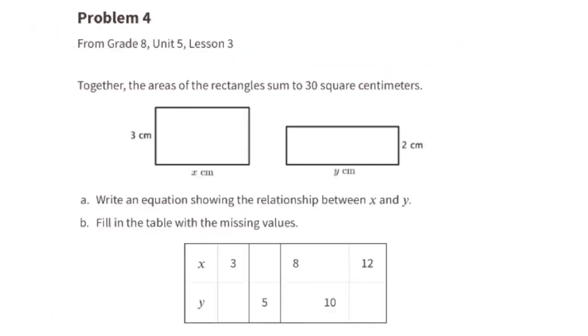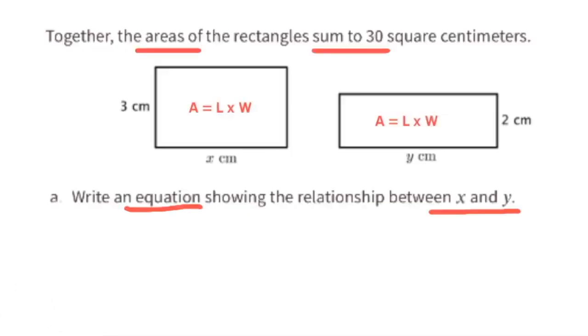Problem number 4 from 8th grade, Unit 5, Lesson 3. Together, the areas of the rectangles sum to 30 square centimeters. A. Write an equation showing the relationship between x and y.